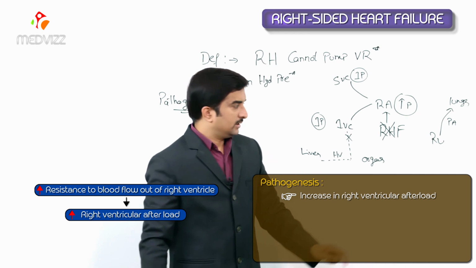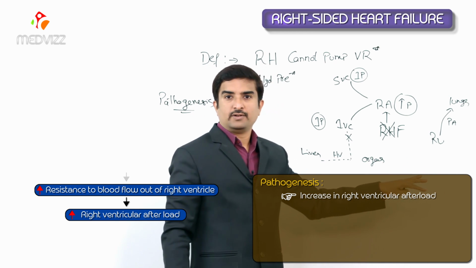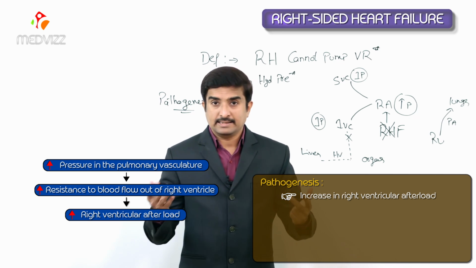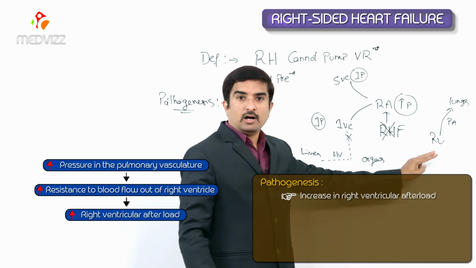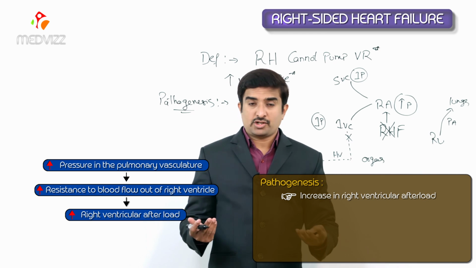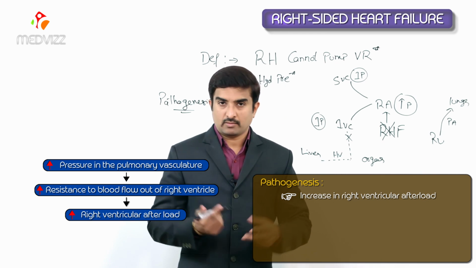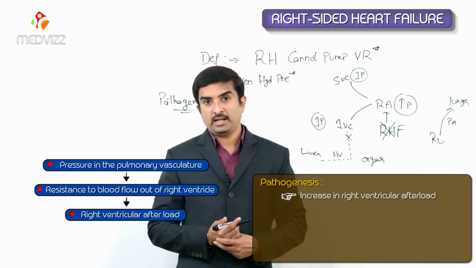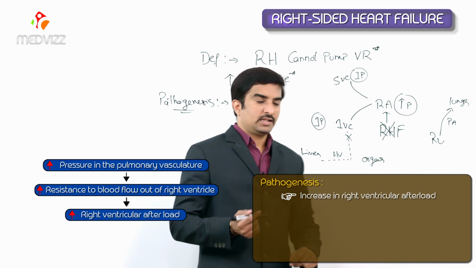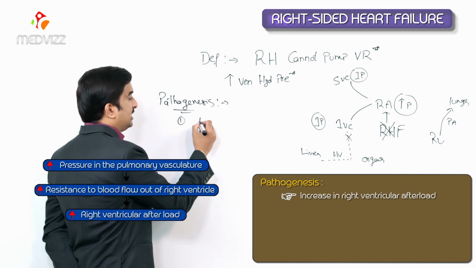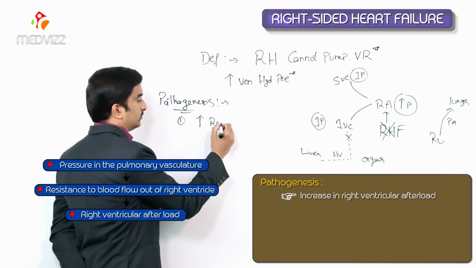So, remember that this occurs mainly because of increased pressure in the pulmonary vasculature, for example pulmonary artery hypertension, or maybe an increase in the pressure in the pulmonary capillaries, like an increase in pulmonary capillary wedge pressure. So, one pathogenesis is increased resistance.